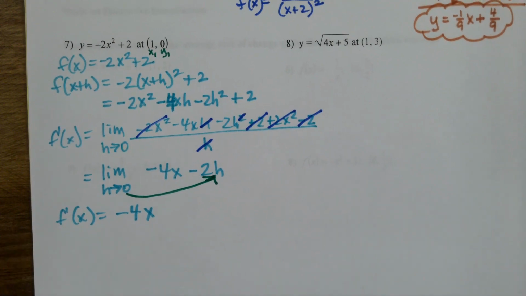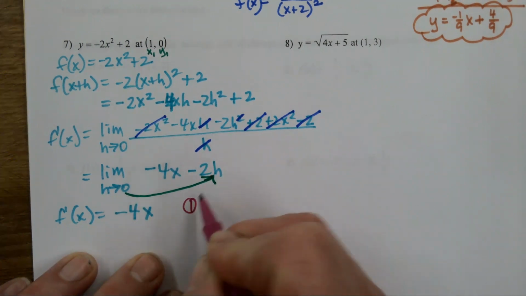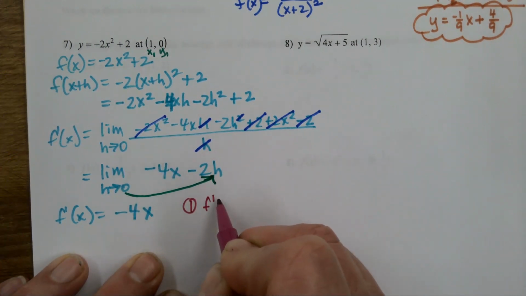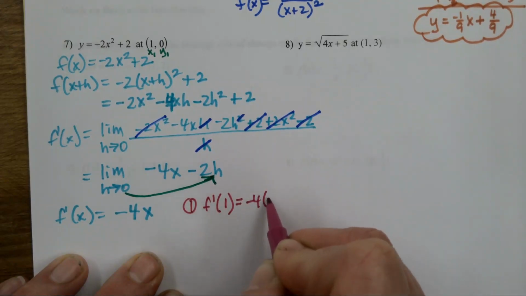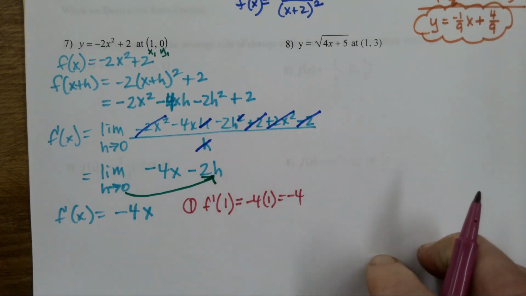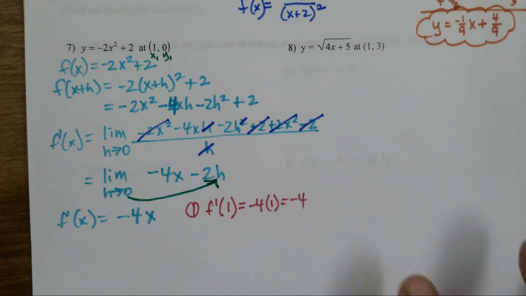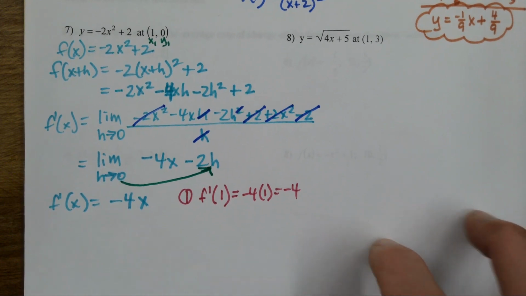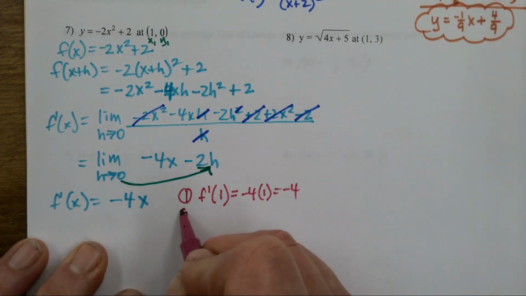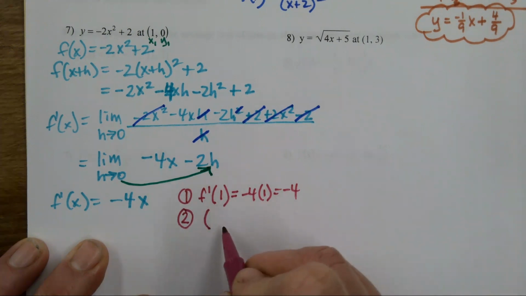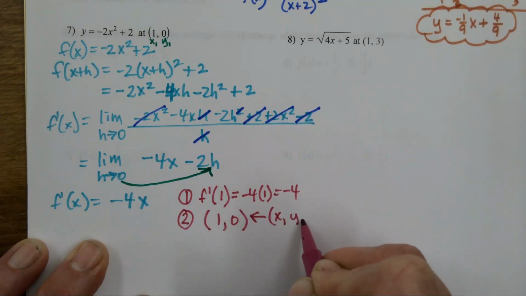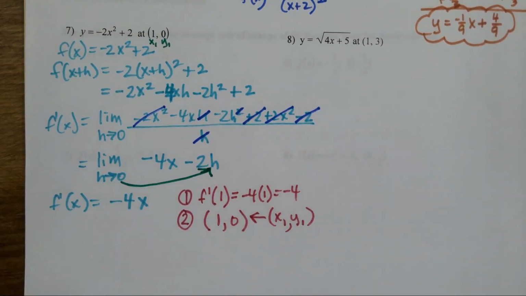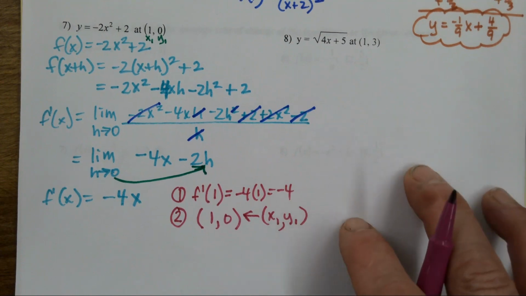Those are what I'm going to be using when I'm figuring this out. So I have to start by number 1, finding my slope. So here's my number 1 step. Number 1, f prime of 1 is equal to negative 4 times 1, or negative 4. So that's step 1. Step 2, get the point I need. That is 1, 0. That is my x1, y1. It was given. I didn't even have to work too hard at it.